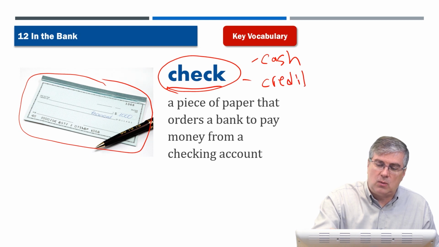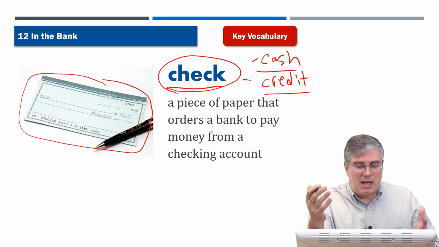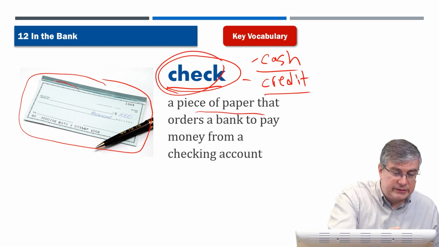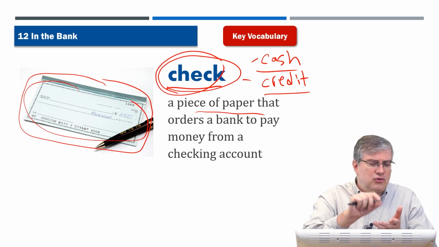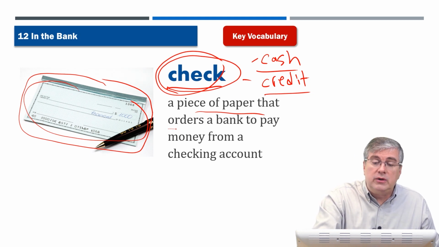Those are three different ways to pay at a store or restaurant when you want to buy something. Now, a check, of course, is a piece of paper like this. It's in a book that you tear off. You might have 50 or 100 checks in your book. And it's a piece of paper that orders a bank to pay money from a checking account.